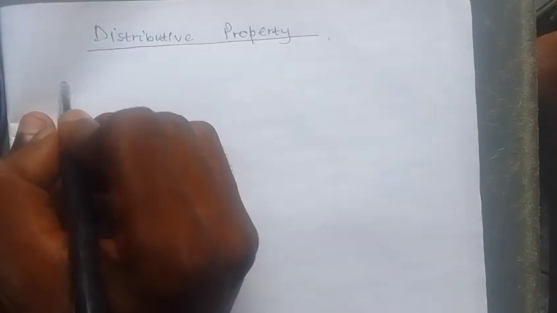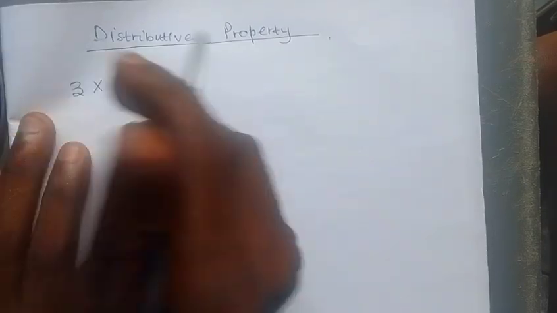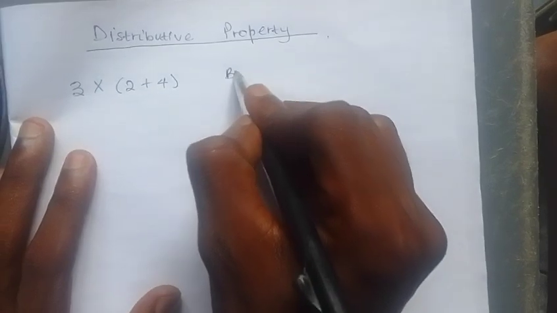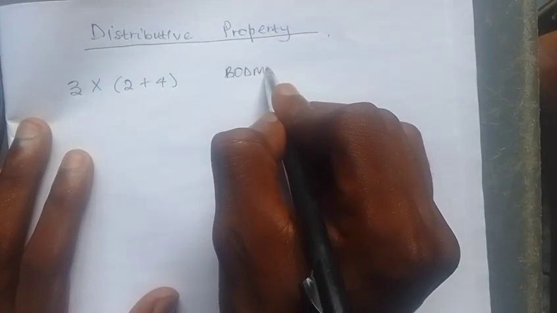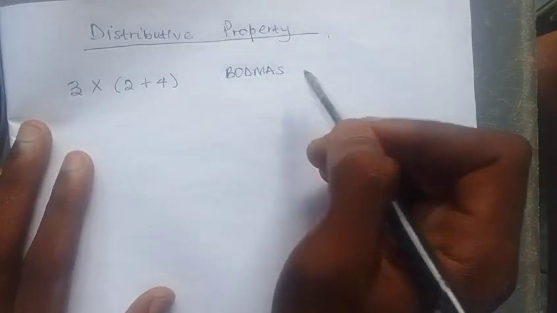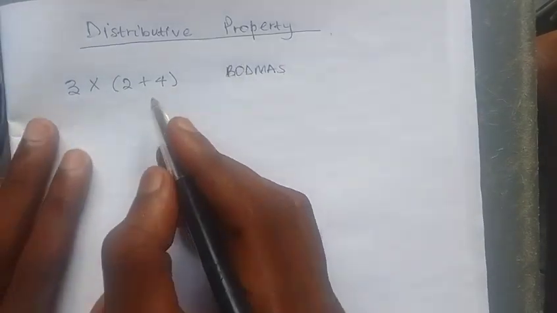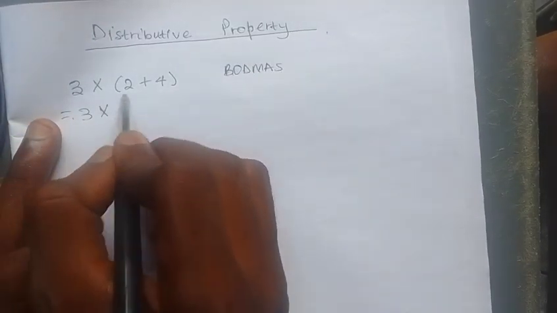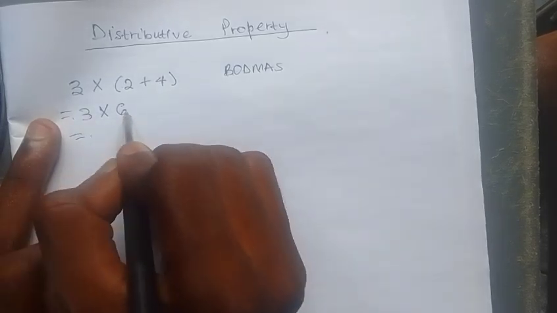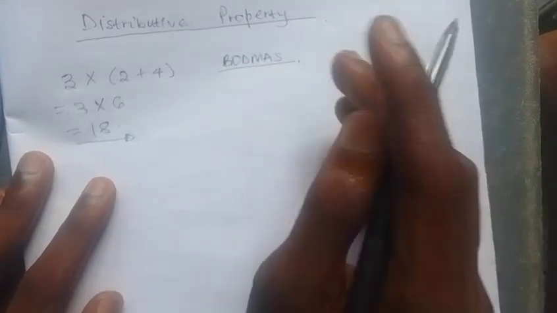So say I have 3 times (2 plus 4). According to BODMAS, what we have in school: brackets, order, division, multiplication, addition, and subtraction. It says we first must calculate what is inside the brackets. So if I use BODMAS, this will give me 2 plus 4, which is equal to 6. And then 3 times 6 will give me 18. This is using the BODMAS method.